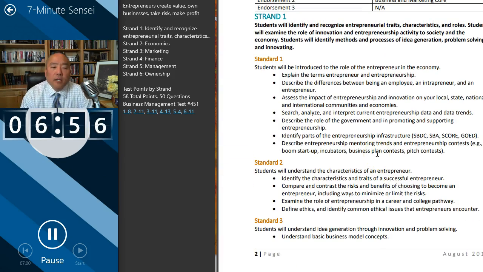In Strand 1, you will learn to identify and recognize entrepreneurial traits, characteristics. So, Standard 1, what is the role of the entrepreneur in our economy? Well, it's a very important role, so much that the government invests a lot of resources to help small businesses. What is an entrepreneur? Well, an entrepreneur is somebody who organizes and manages and starts a business.